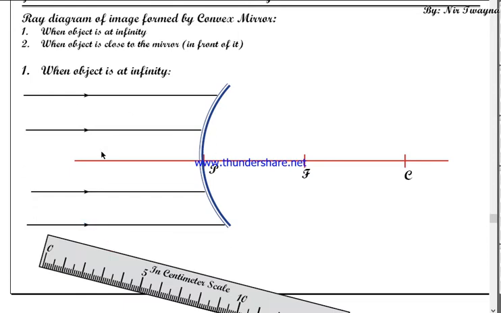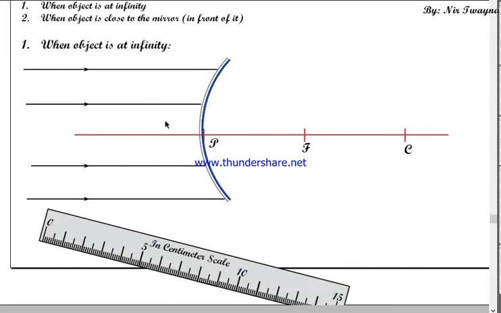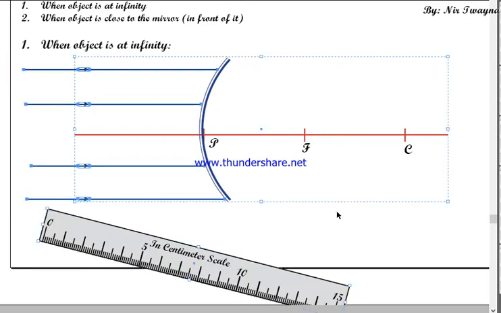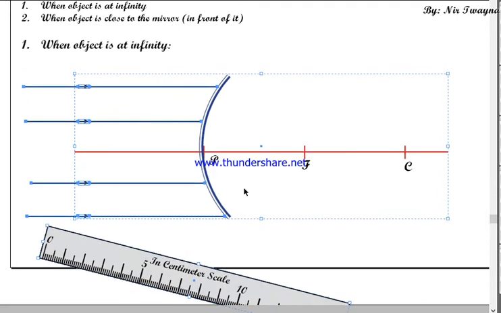Anyway, so these are the light rays coming from far object or object at infinity, and the light rays coming from object at infinity are always parallel to the principal axis. And according to rule number 1, if the light rays are parallel to principal axis, the light rays will diverge with reference to focus. I need to shift it a little bit downward, I will need some more space.